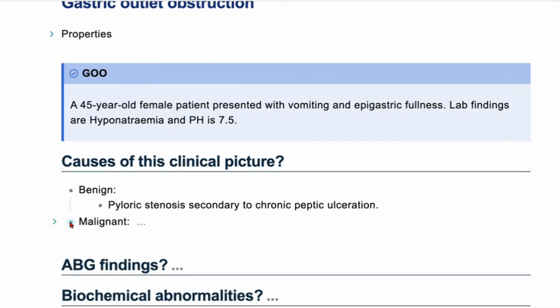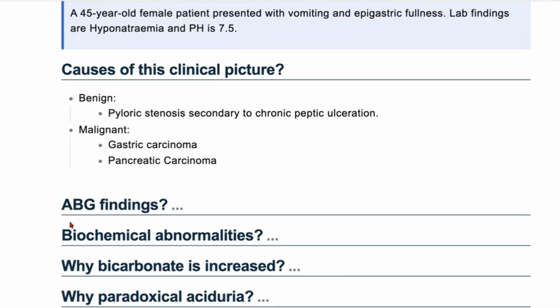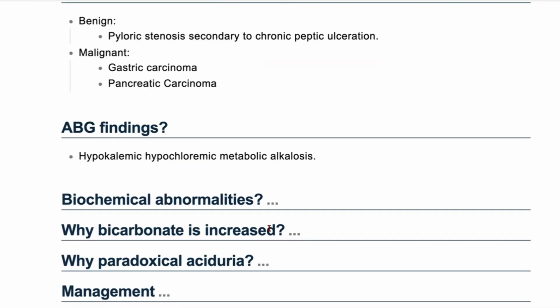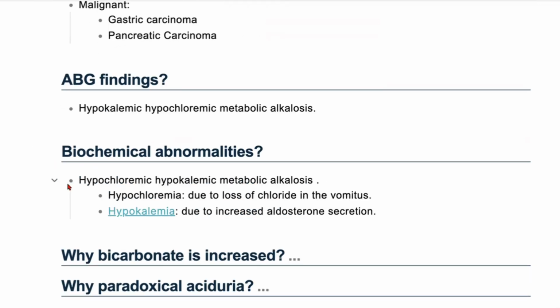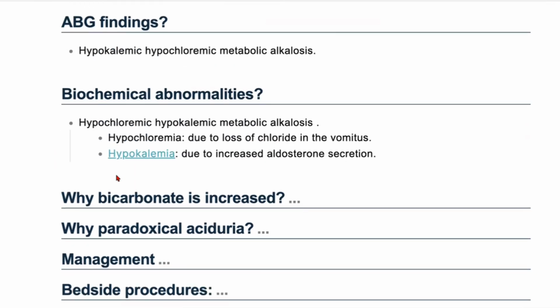You can get a benign or a malignant presentation. The ABG findings, can you explain them to me? So the ABG findings show hyponatremic, hypokalemic metabolic alkalosis. Correct. And in terms of biochemical abnormalities with gastric outlet obstruction, what are these? You would get hypokalemia and hypochloremia and metabolic alkalosis. Correct. So it's hypokalemic metabolic alkalosis.